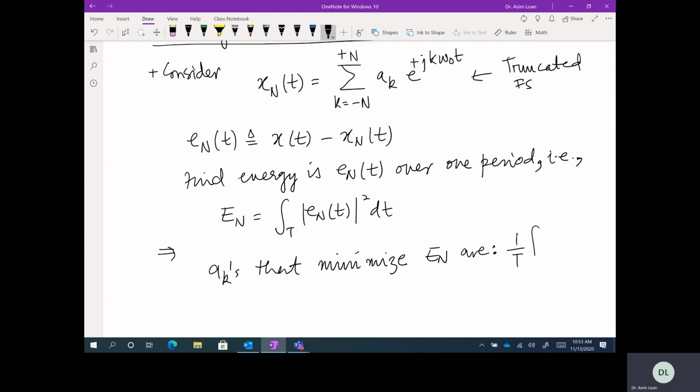1 over T, integral of x of t e to the minus j k omega naught t dt. And this is simply the projection. This is the projection of x of t onto harmonically related complex exponentials, or maybe I say onto phi k of t. Projection of x of t onto phi k of t.